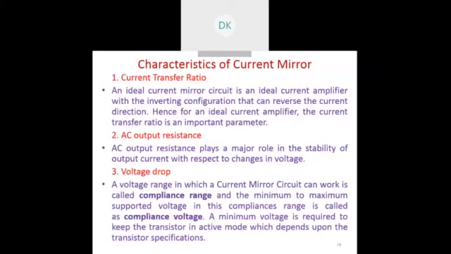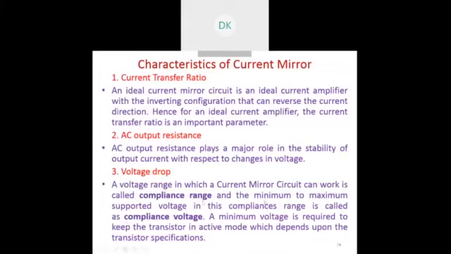So what are the characteristics of a current mirror? There are three characteristics of a current mirror. The first one is current transfer ratio. Generally speaking, a current mirror circuit is nothing but an ideal current amplifier, so current transfer ratio is an important parameter. If there is a change in the input voltage, definitely there will be a change in the output current. We need to achieve stability in the output current, so AC output resistance plays an important role. The third parameter is called voltage drop.